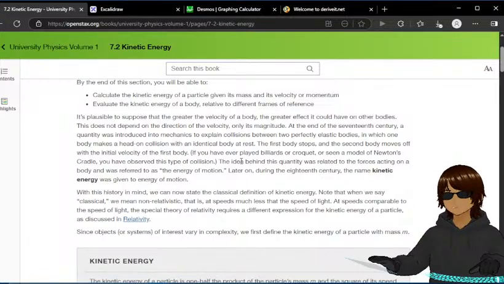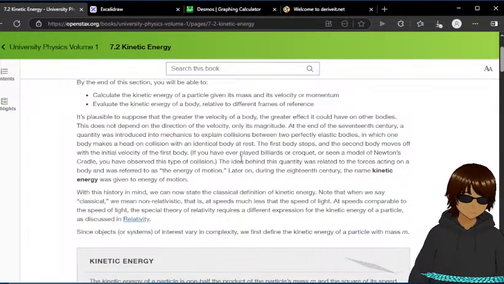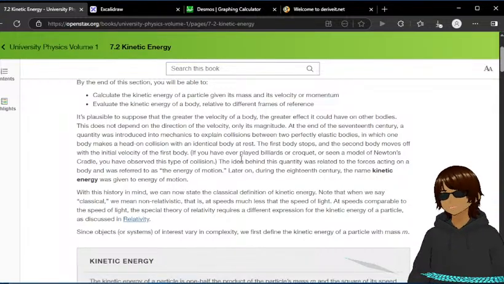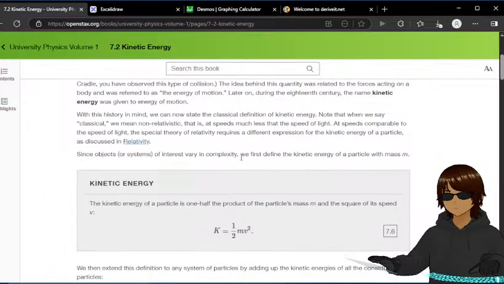With this history in mind, we can now state the classical definition of kinetic energy. And when we say classical, we mean non-relativistic. That is, at speeds much less than the speed of light. At speeds comparable to the speed of light, the theory of relativity requires a different expression for the kinetic energy of a particle.